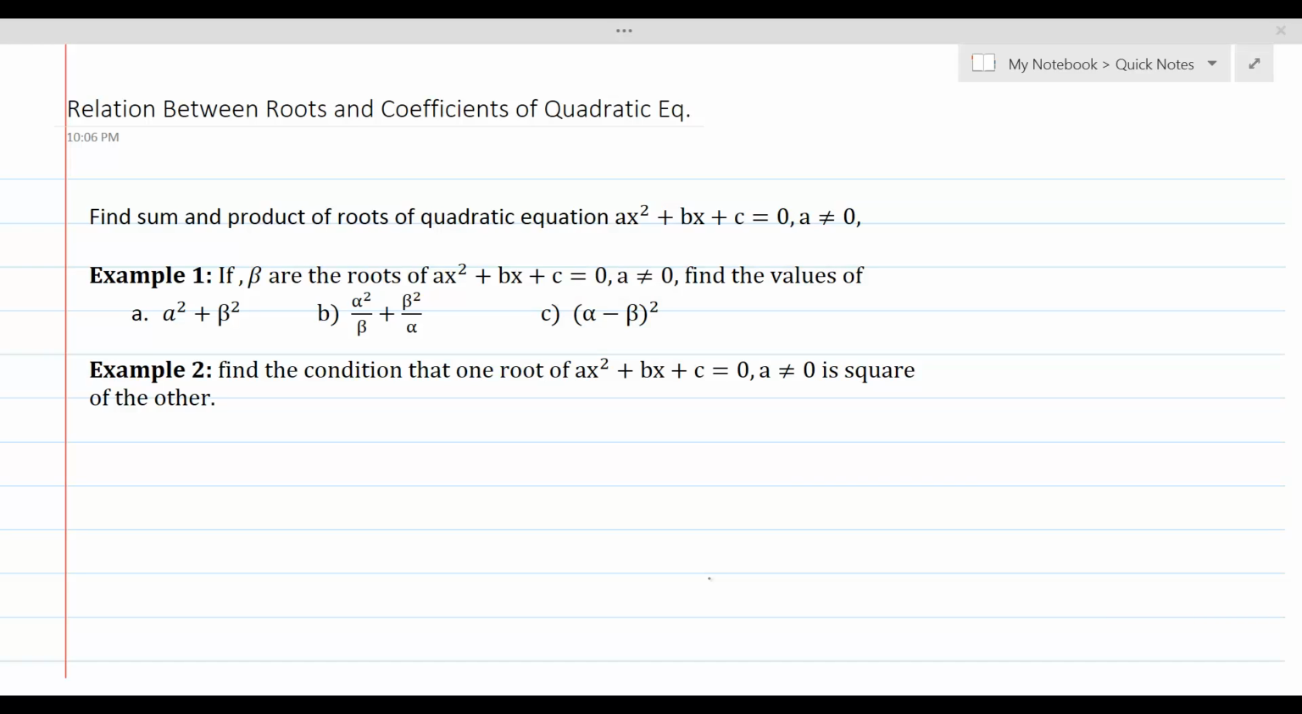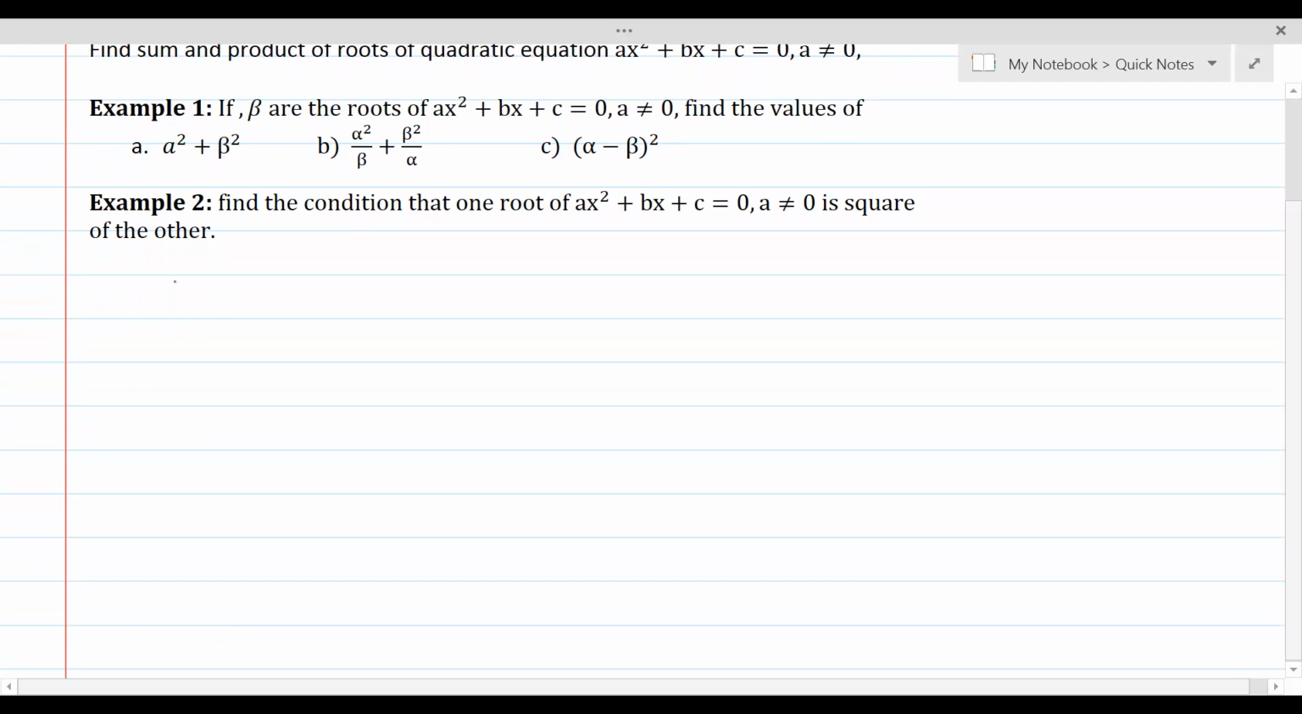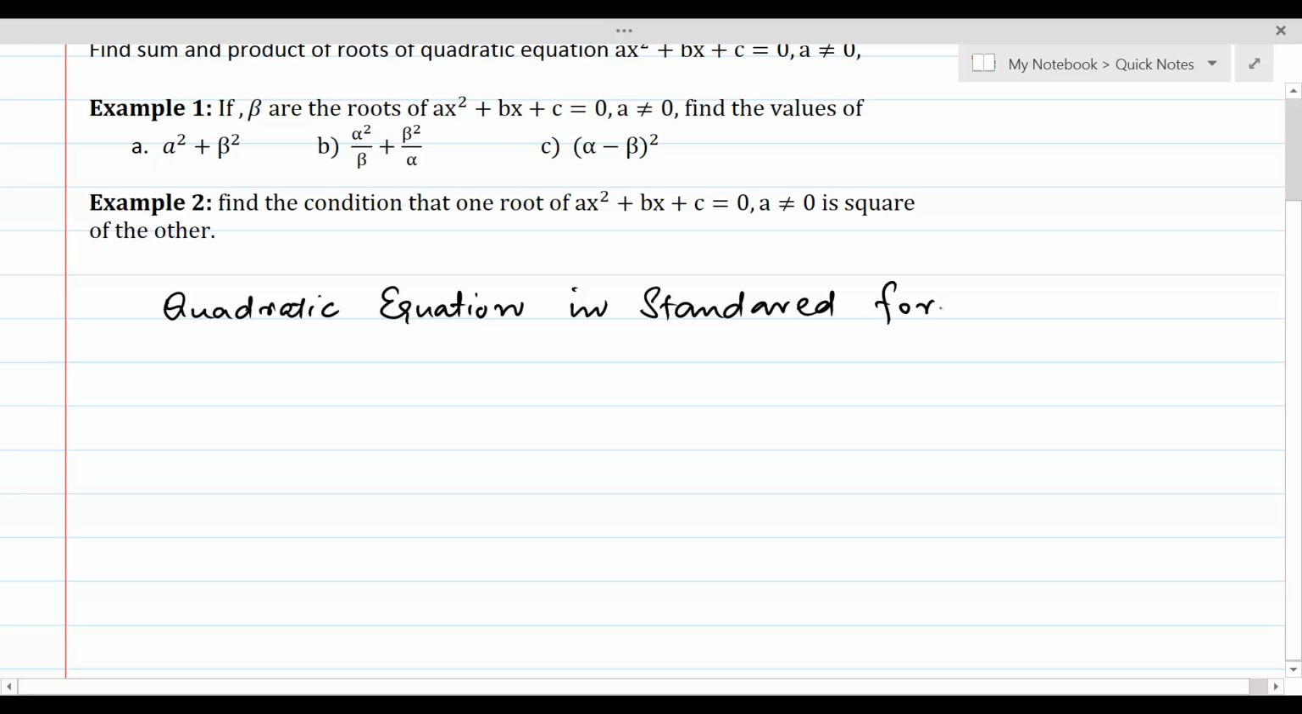In this lesson, we are going to find the relation between roots of the quadratic equation and coefficients of the quadratic equation. Let's get started with the quadratic equation in standard form. Standard form is ax square plus bx plus c equal to 0.